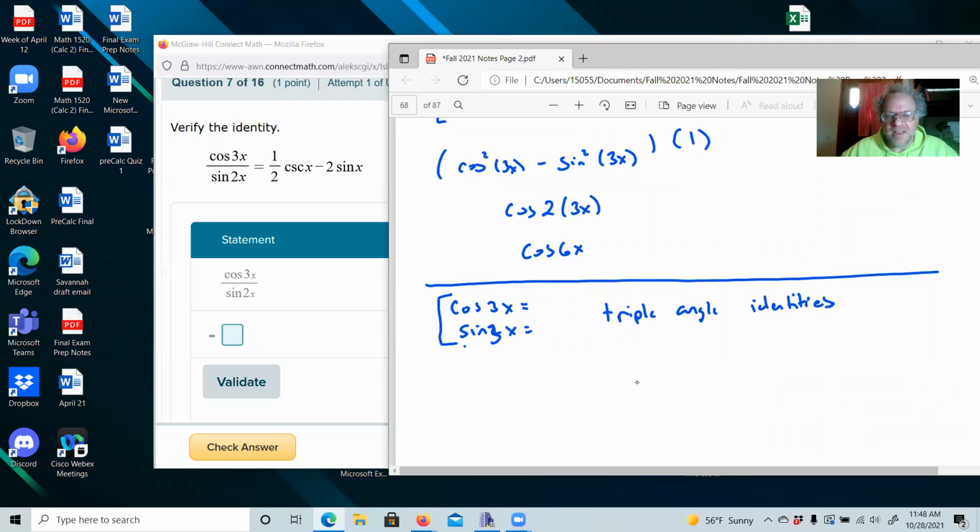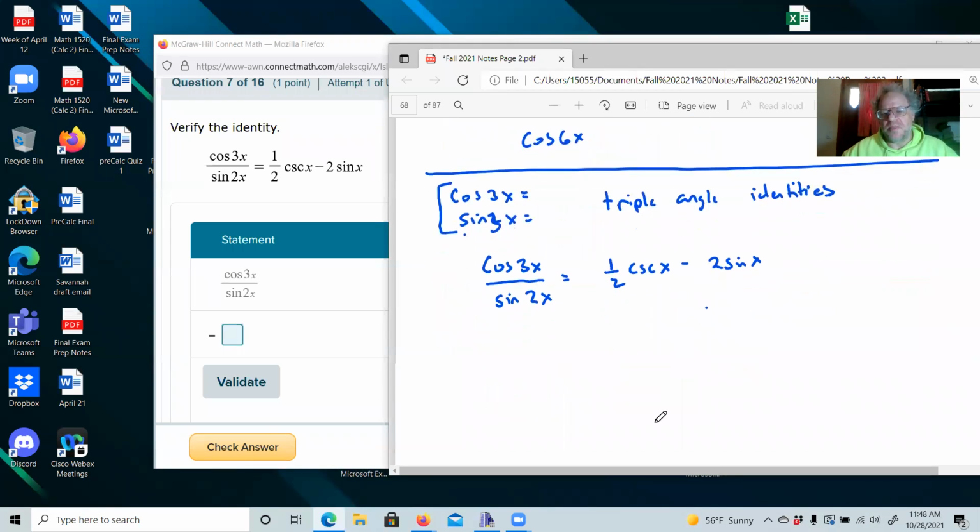Okay, so here we go. We have cosine of 3x over sine of 2x. We're going to do one of them right now. We're saying that this is 1/2 cosecant x minus twice sine x. So what we're going to do first is make the observation that 3 is equal to 2 plus 1. So we've got cosine of 2x plus 1x over sine of 2x.